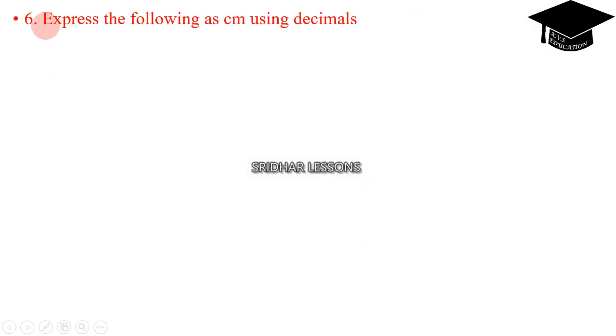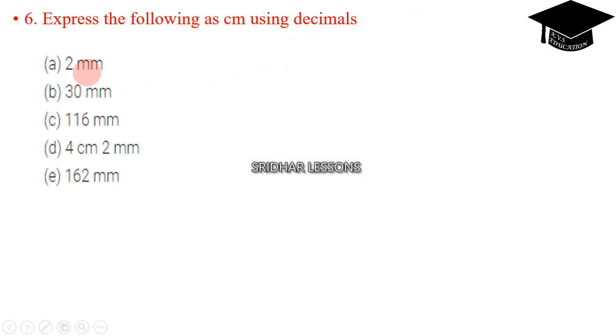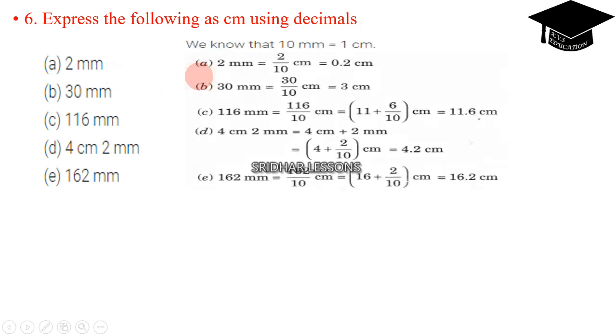Next, problem number 6. Express the following as centimeters using decimals. 2 millimeters. 2 millimeters is equal to 2 by 10 centimeters, or 0.2 centimeters, because we know that 10 mm is equal to 1 centimeter. Okay. 30 millimeters, same. 30 by 10 is equal to 3 centimeters.